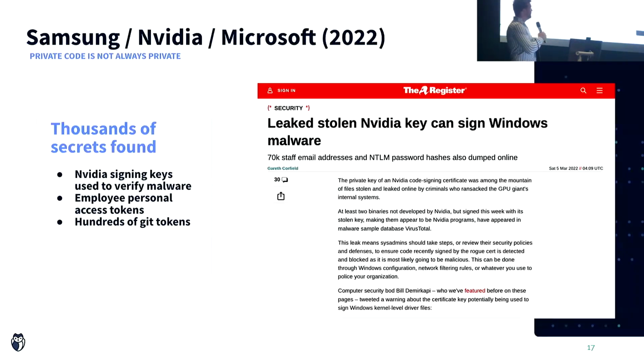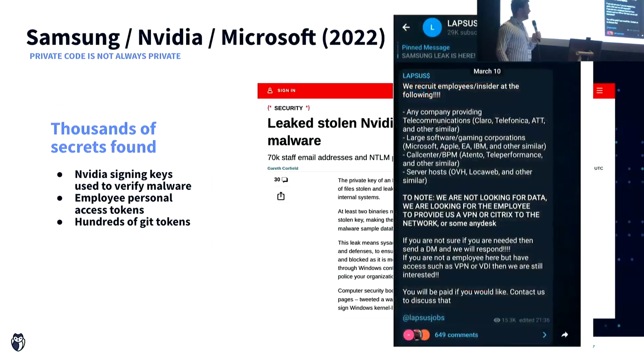So NVIDIA had their source code accessed by the Lapsus group. How did that happen? NVIDIA is a great company, with great security. In their private source code, they had signing keys that were used to sign malware. So, very critical keys. So how did they get access to them?